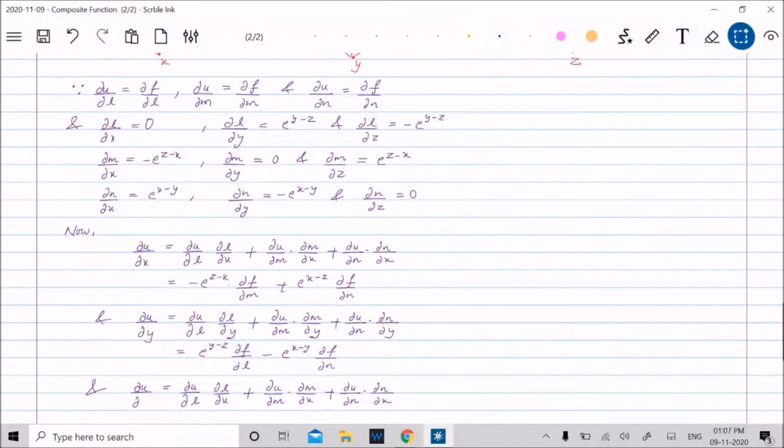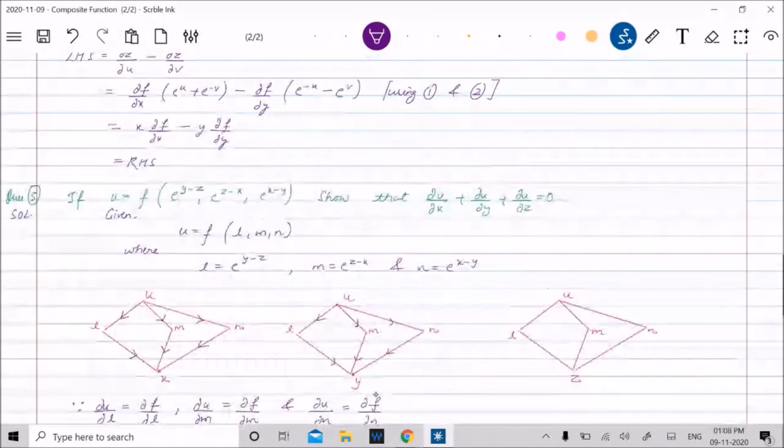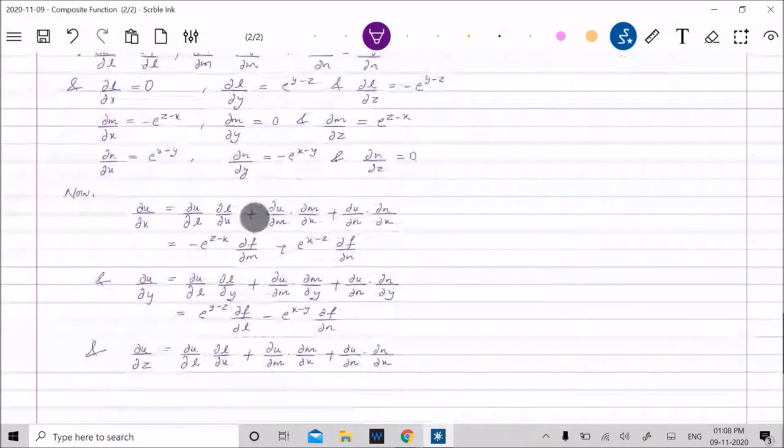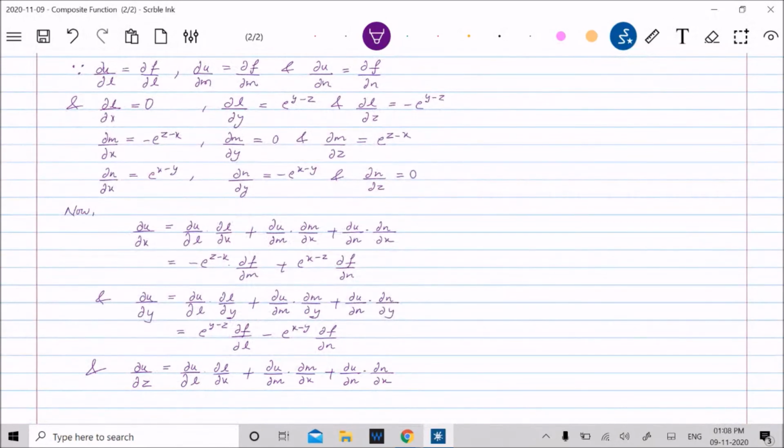Del U by del Z. So you will be using that third picture, this one. And first is this path, which is the first way to reach Z from U, and then second and then third. Now I will make a few changes first. Del U by del L, and then del L by del Z, because this time the grandson is Z. So I will make the changes here. Del L by del Z is minus e to the power y minus z del F by del L, del M by del Z, plus e to the power z minus x, del F by del M.